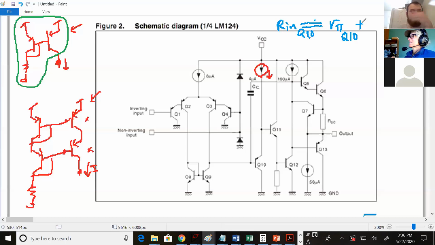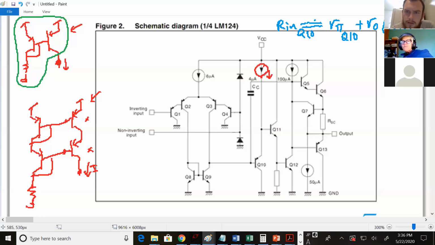The equation of R in for anything that has a resistance below the emitter. In this case, the emitter's up, so it's actually above the emitter. It's that resistance times beta plus 1. Yes, and you already said that this current source, if you just have a simple current mirror, it's RO. So you get, that's a lot. That's a really high R in for Q10.